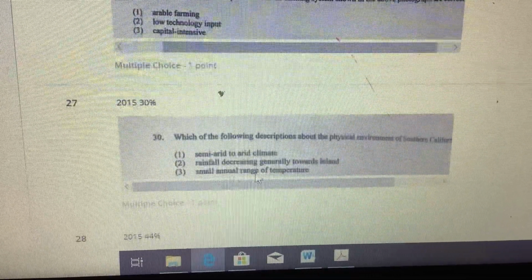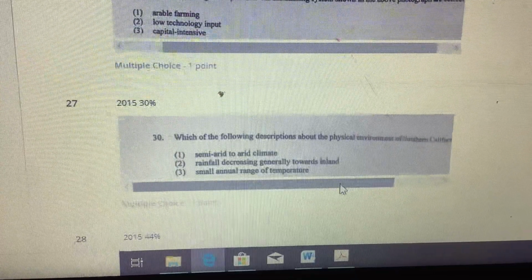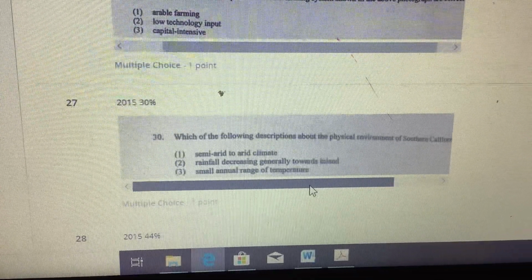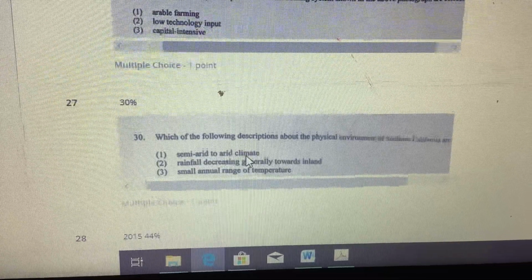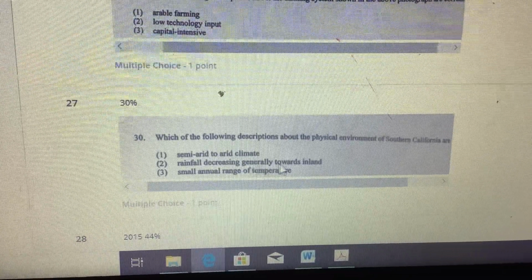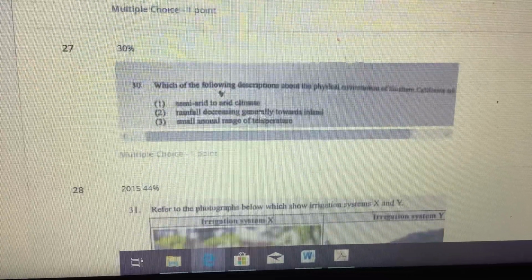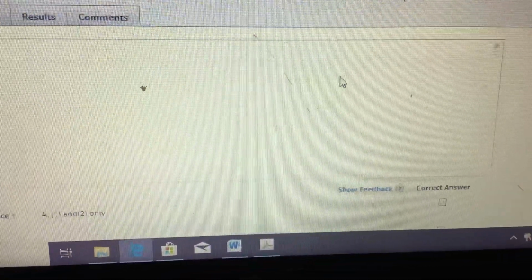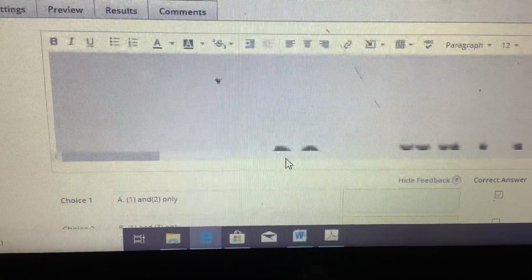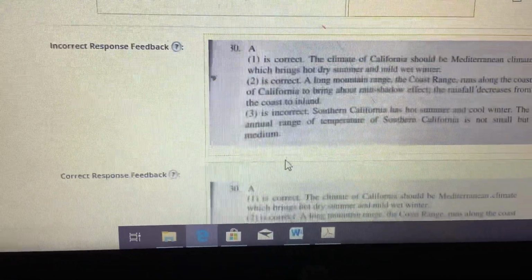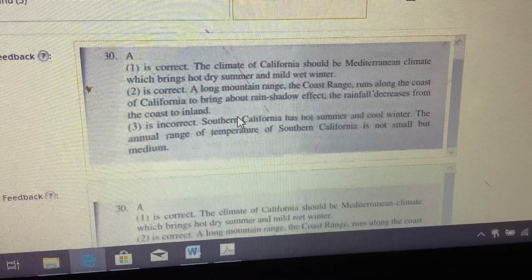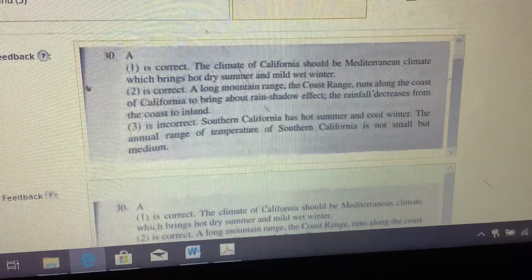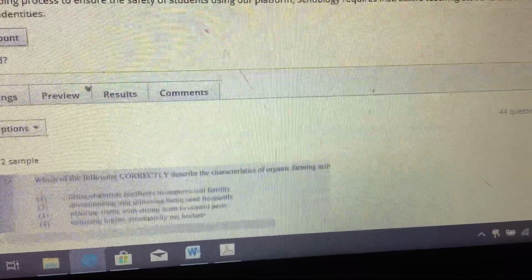Okay, next one. Which of the following description about the physical environment of the California is correct? Semi-arid to every climate, right? Rainfall decrease generally towards inland. This one is right. Small annual range of temperature, I don't really think so. Let's check out the choice. Yeah, I don't really think so. So that number 1 and number 2, and I really agree that there's a question talking about this as well in the 2012 practice paper. You may also have a look.